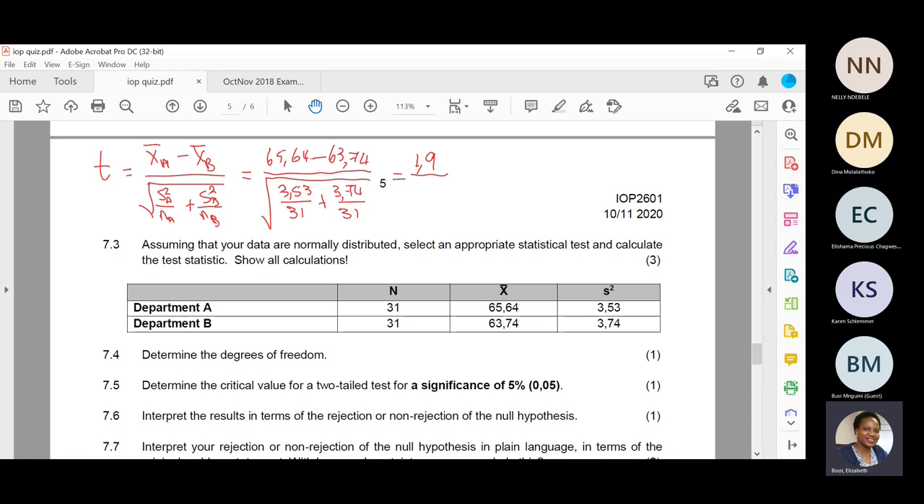3.53 divided by 31 plus 3.74 divided by 31, the square root. So, for the bottom part, those who calculated, what do you get? Do you get 0.48? I had 11. I don't know whether you did it right. I mean, after you take away the square root as well and some digits.